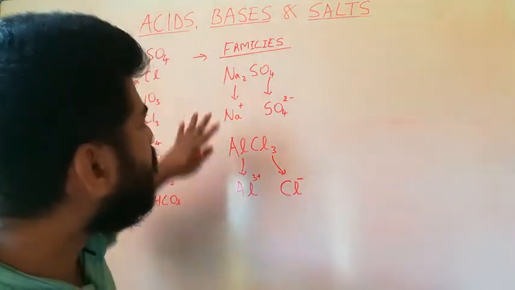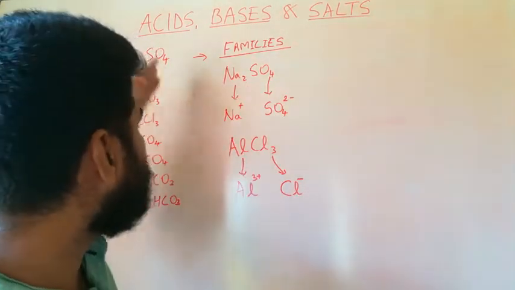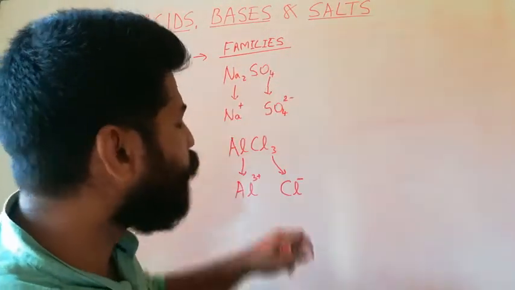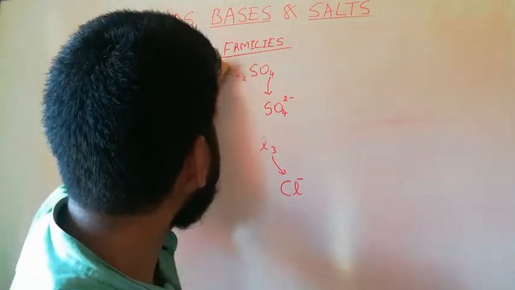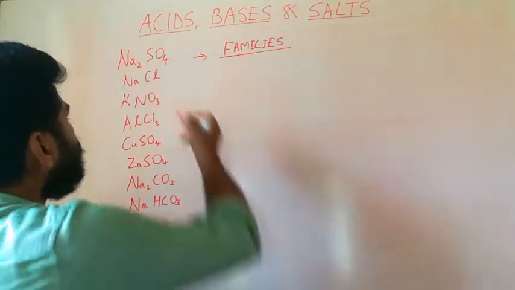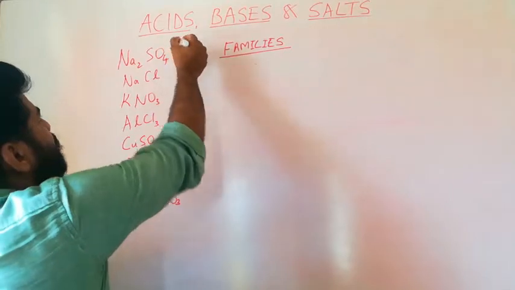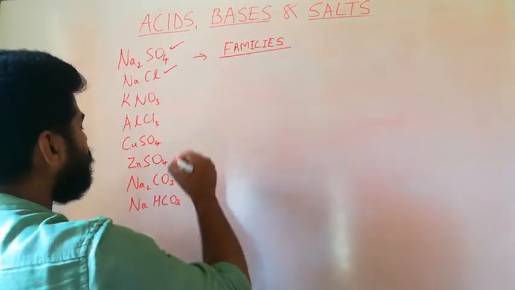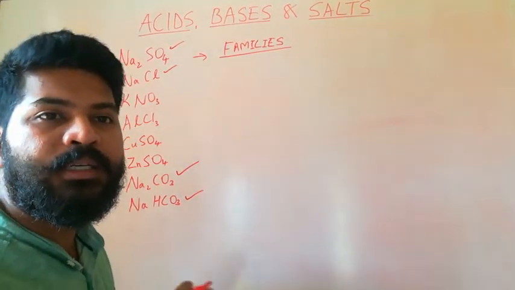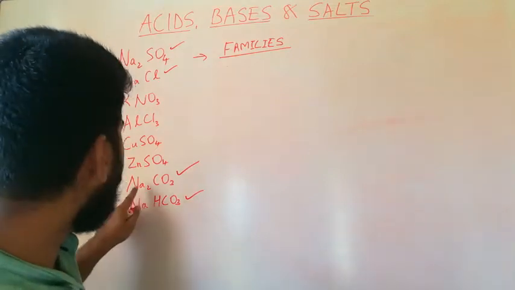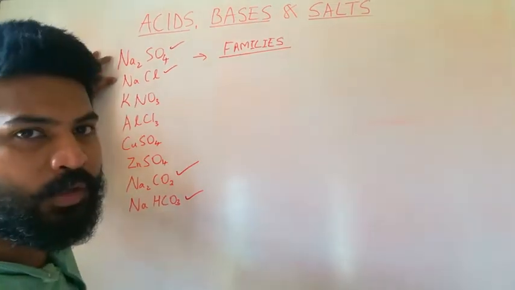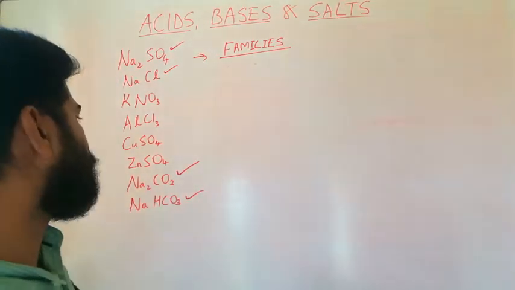So when we compare the cations and anions among these salts, we can group them together into families. With that activity, we can group sodium sulfate, sodium chloride, sodium carbonate and sodium bicarbonate into one family, that is the sodium family of salts, because all of them have the sodium ion as the common cation.